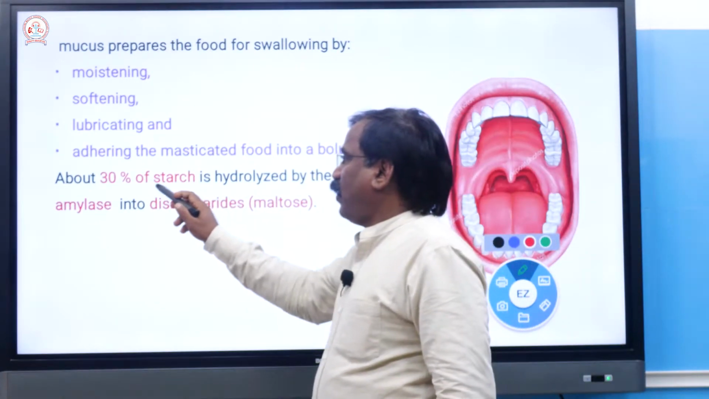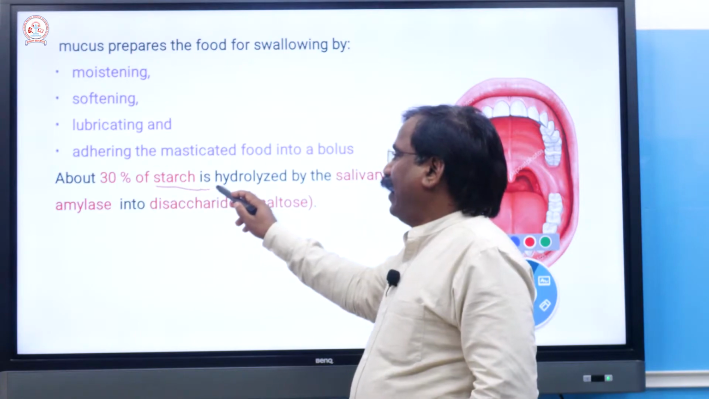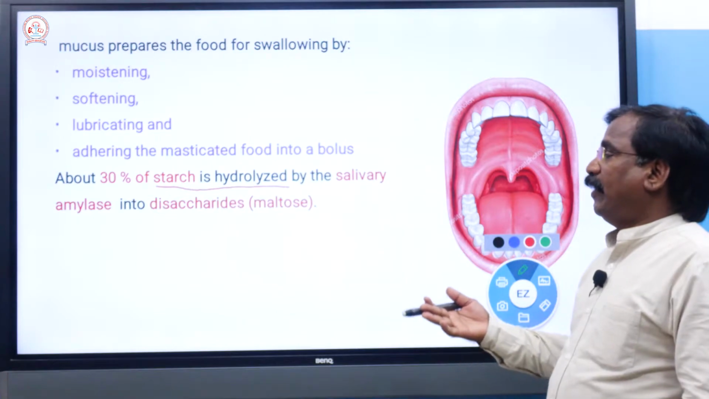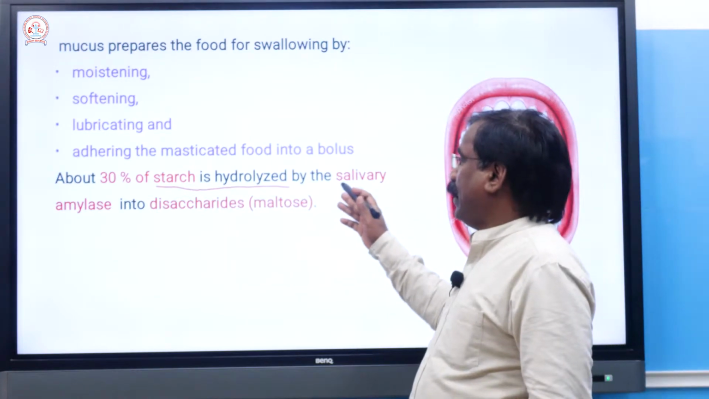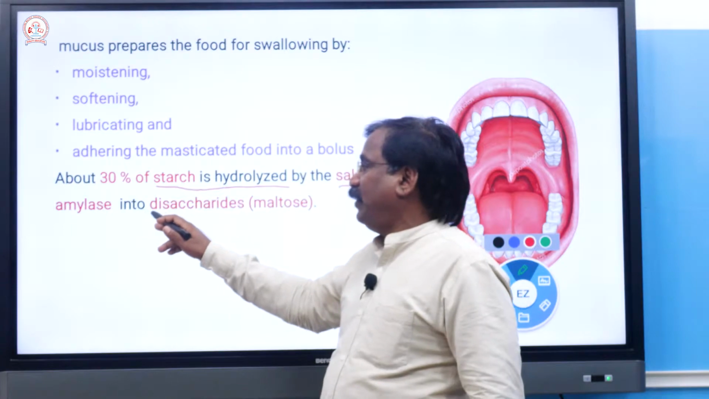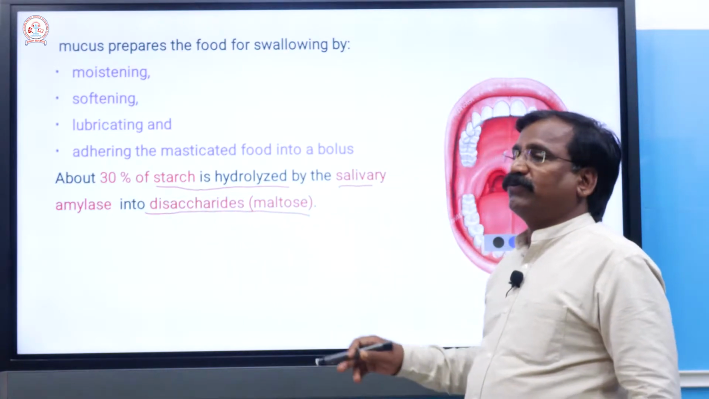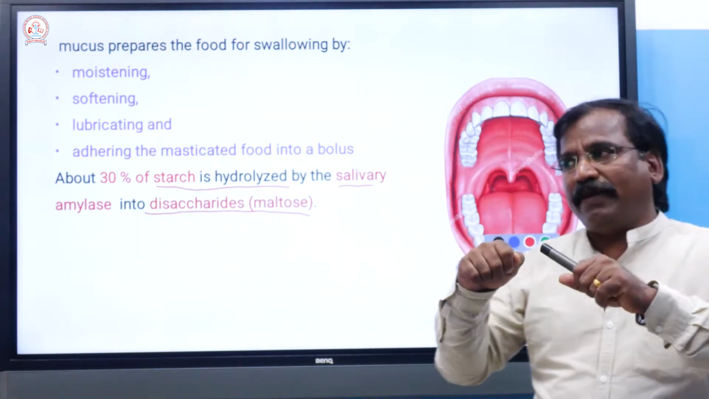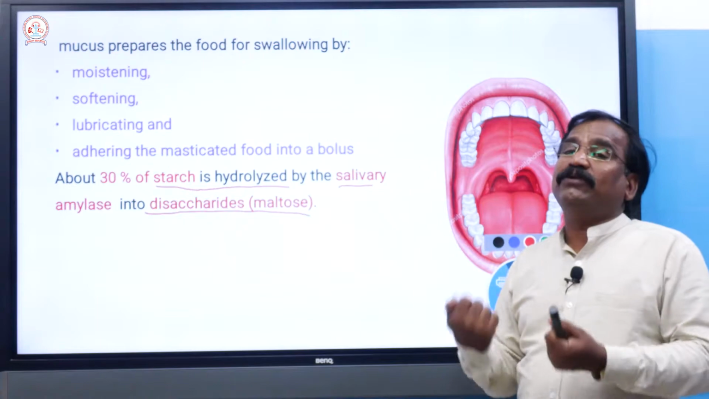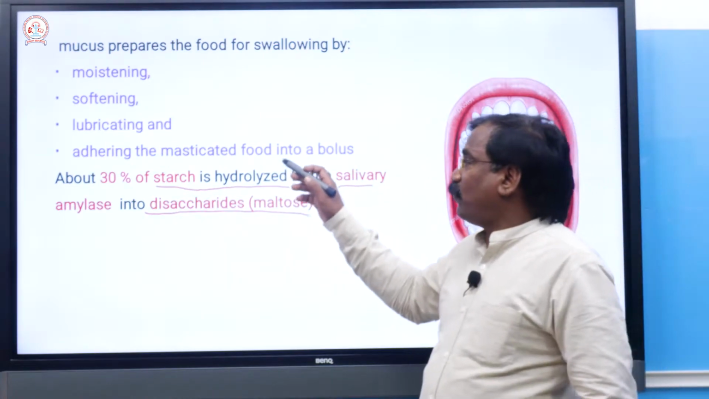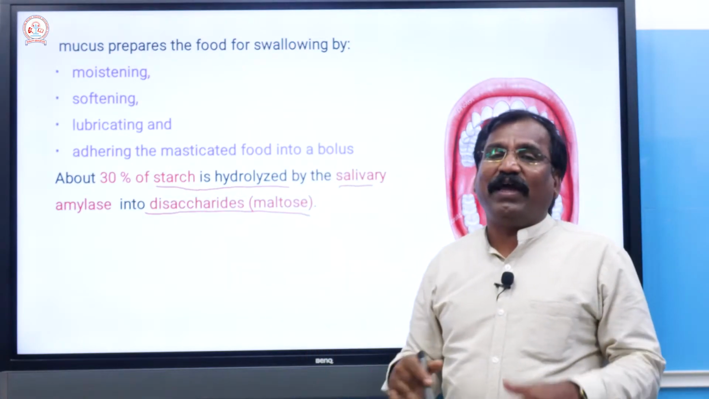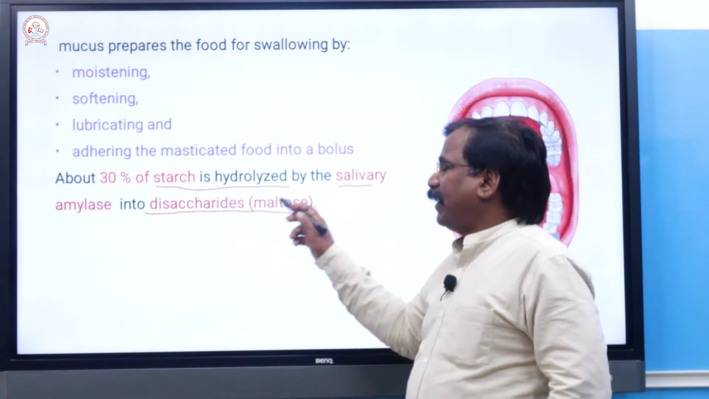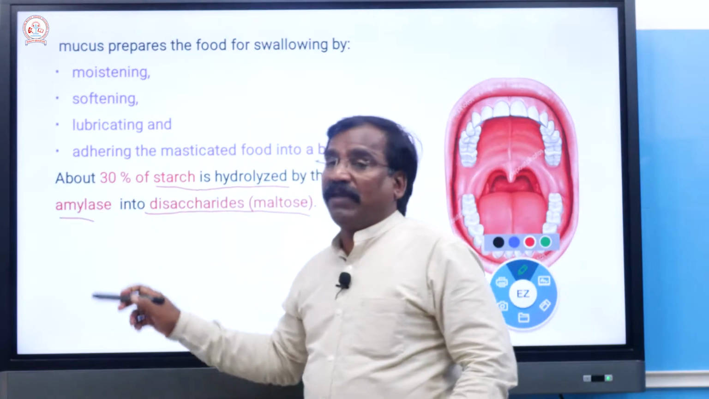That starch is hydrolyzed. Hydrolyzed means it is digested. By the action of the salivary amylase it is converted into the disaccharide maltose. Starch is a polysaccharide, and maltose is a disaccharide. So the polysaccharide starch is hydrolyzed, that is, digested, into the disaccharide maltose by the action of the salivary amylase.